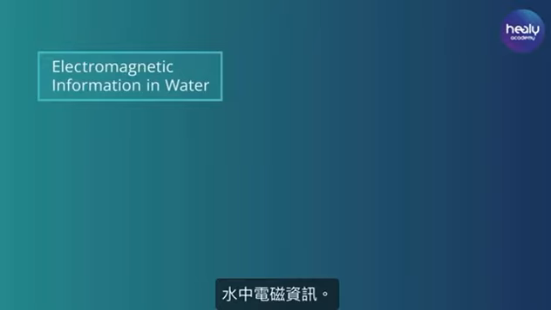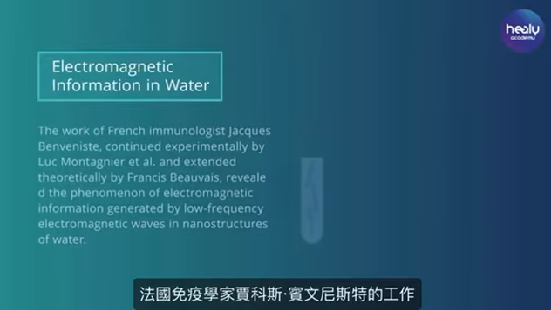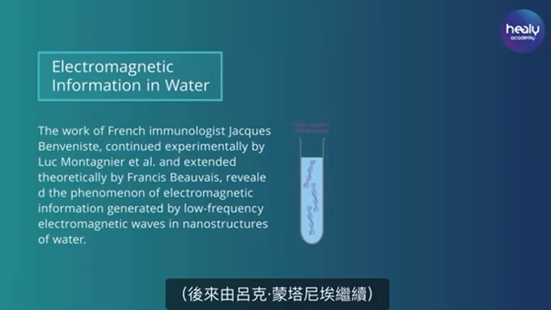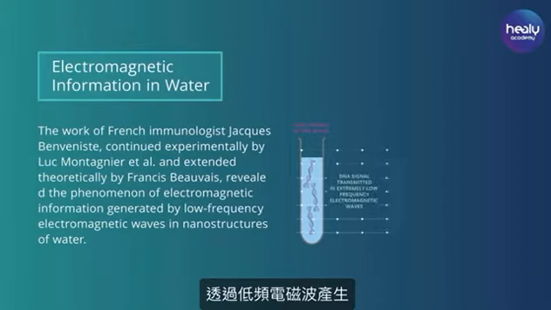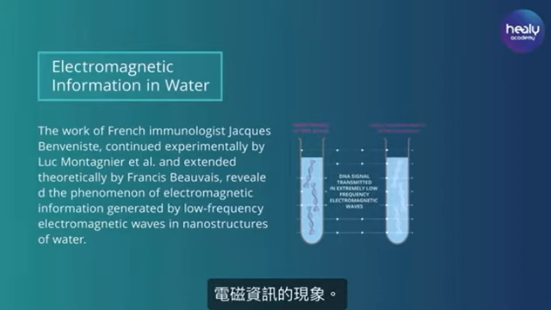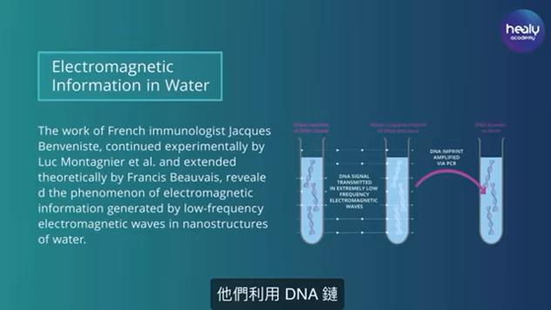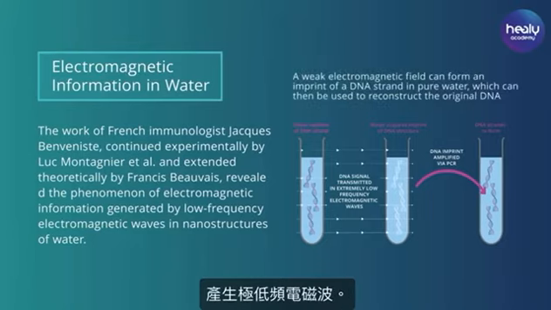Electromagnetic information in water. The work of French immunologist Jacques Benveniste, later continued by Luc Montagnier, revealed the phenomenon of electromagnetic information generated by low-frequency electromagnetic waves in nanostructures of water. They used DNA strands generating extremely low-frequency electromagnetic waves. After the DNA was removed from the water, an imprint of the DNA information remained in the water, and they could use this imprint to generate the same DNA via the polymerase chain reaction.